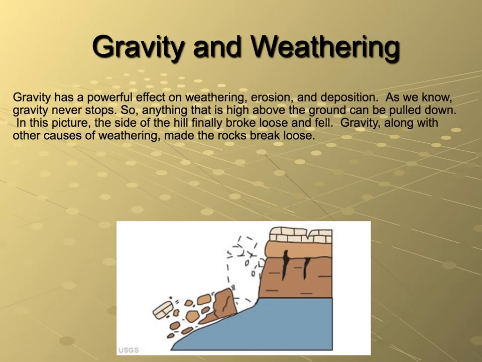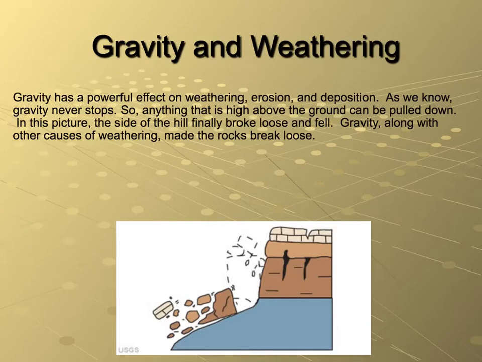Gravity is also one of the forces that can cause weathering. Gravity has a powerful effect on all three, really: weathering, erosion, and deposition, because when gravity gets to work, it doesn't just break something, it usually winds up moving it and then putting it down somewhere else. As we know, gravity never stops, so anything that is high above the ground can be pulled down. In this picture, the side of the hill finally broke loose and fell.